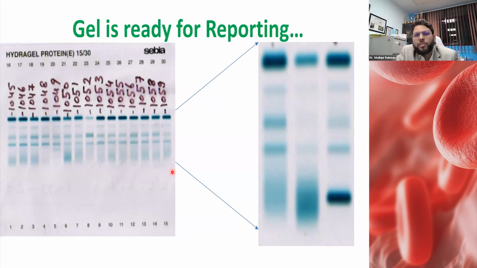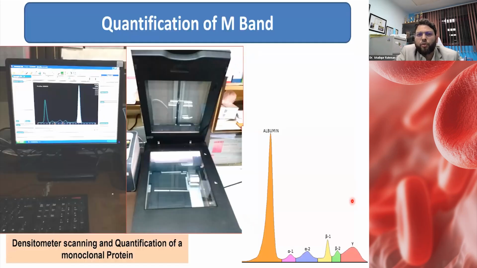Typically when you put serum, you get 5 prominent or 6 bands. This band is albumin, which is the most prominent, then you have alpha 1, alpha 2, beta 1, beta 2. They mostly come together. And the gamma comes not exactly as a band, but in a hazy form because of the presence of polyclonal immunoglobulins. But when there is monoclonal immunoglobulin, you don't see the smearing. You see a prominent band over here. And that's how you say that there is presence of a monoclonal band.